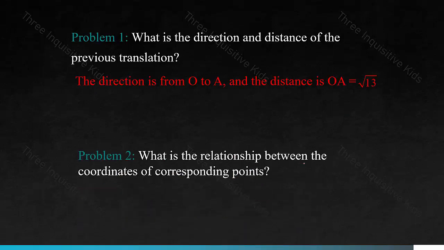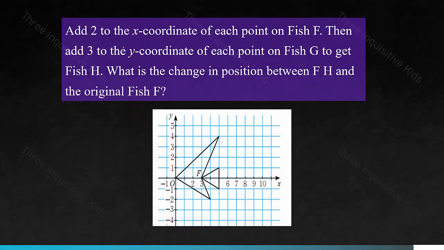What is the relationship between the coordinates of the corresponding points? Well, all you had to do was add 3 to the x coordinate and then subtract 2 from the y coordinate. Now I want you to add 2 to the x coordinate of each point on fish F, and then add 3 to the y coordinate of each point on fish G to get fish H. What is the change in position between F, H, and the original fish F?